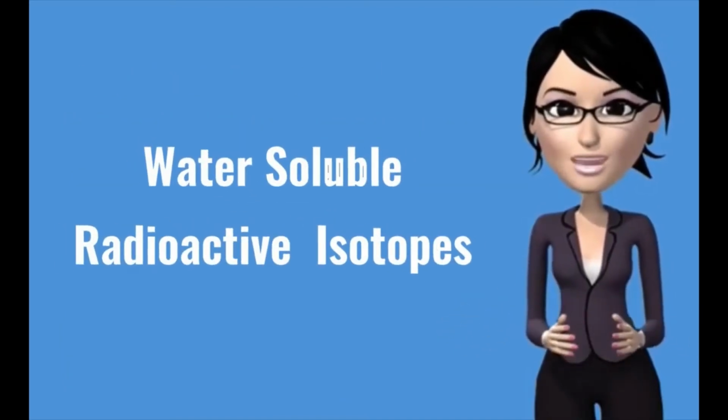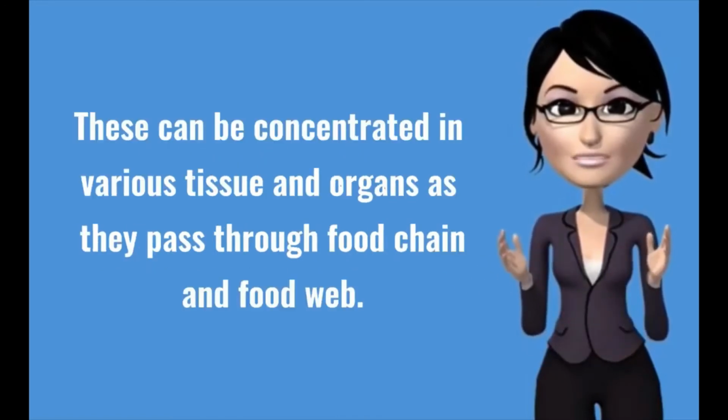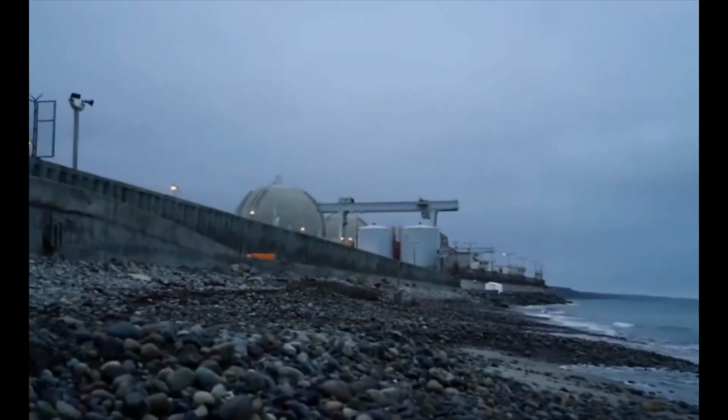Water-soluble radioactive isotopes are yet another source of water pollution. These can be concentrated in various tissues and organs as they pass through the food chain and food web. Ionizing radiation emitted by such isotopes can cause birth defects, cancer, and genetic damage.